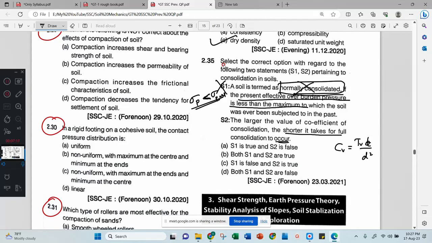No, we'll not use this equation. We'll use another equation: Cv equals K divided by mv into gamma w. We'll take the help of K, then decide. If the coefficient of consolidation is increased, then permeability is more. Permeability is more means it takes a shorter time to occur. Correct answer. Therefore, S1 is false and S2 is true. Option C is correct.